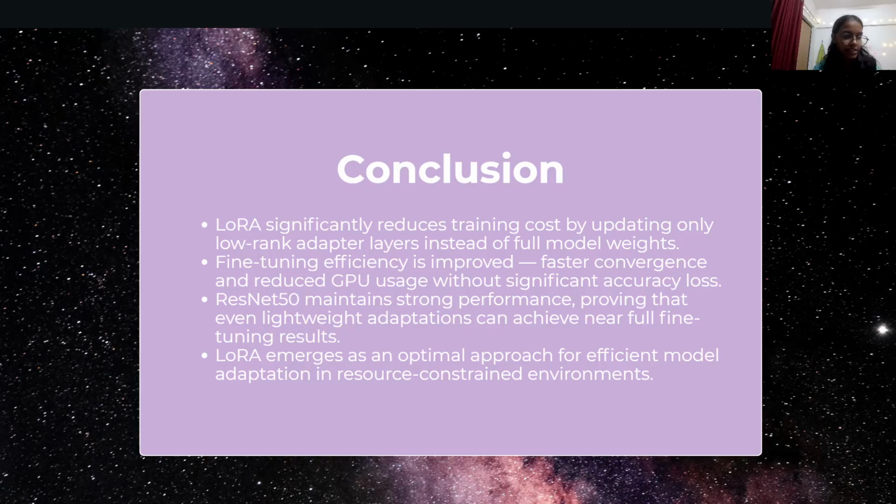It allows for faster convergence, lower GPU memory use, and shorter training time, all while maintaining comparable accuracy to standard fine-tuning. Our experiments showed that ResNet50 continues to perform strongly even when only lightweight LoRA adapters are trained. This highlights that deep networks don't always need full tuning to adapt effectively. Sometimes a focused and efficient approach can deliver nearly the same results.